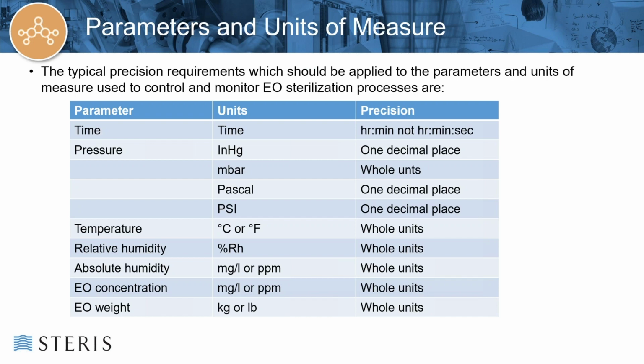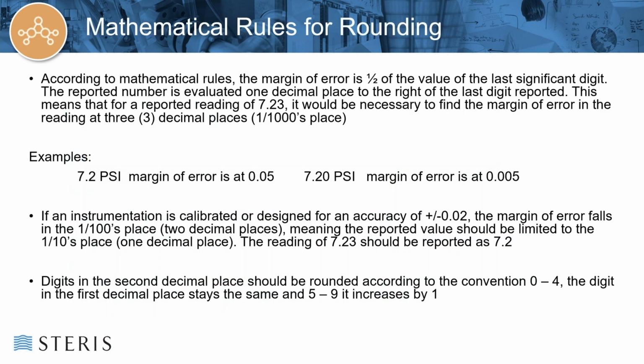Talking about mathematical rules for rounding, I gave the example of PSI a couple of moments ago. Pressure transducers are normally calibrated for accuracy at plus or minus 0.02 PSI, using PSI as the example. So according to mathematical rules of rounding, if you're going to be reporting to the 10th place, the 0.1 place, then you would have to have accuracy out to the 0.001's place, or 0.005. Your margin of error falls 1 decimal place beyond what is reported. So for pressure transducers, because their accuracy is usually plus or minus 0.02, then the accuracy is going to fall to the 10th place, because the 100th place is the one that determines the accuracy.